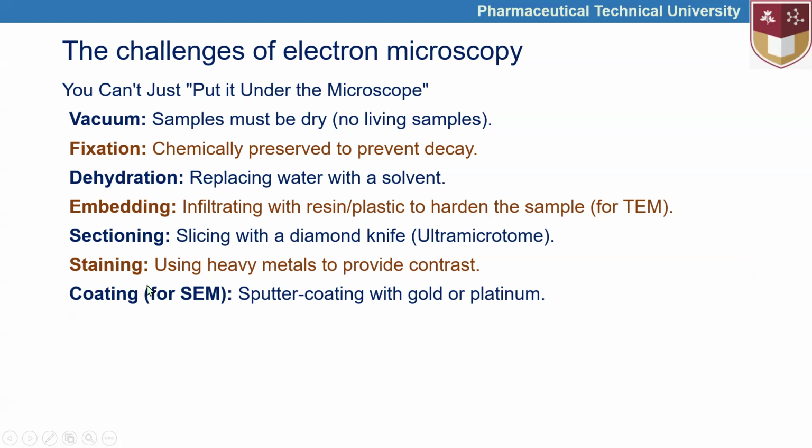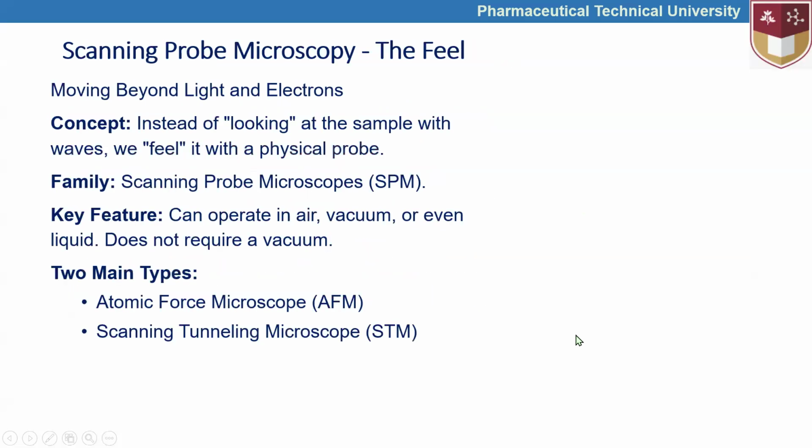And slicing with a diamond knife can be required, and staining can be required in some cases. Okay, staining can also be used for light microscopy as well. And here, staining stands for using heavy metals to provide contrast. And coating can be required for scanning electron microscopy. And sputter coating with gold or platinum can be required.